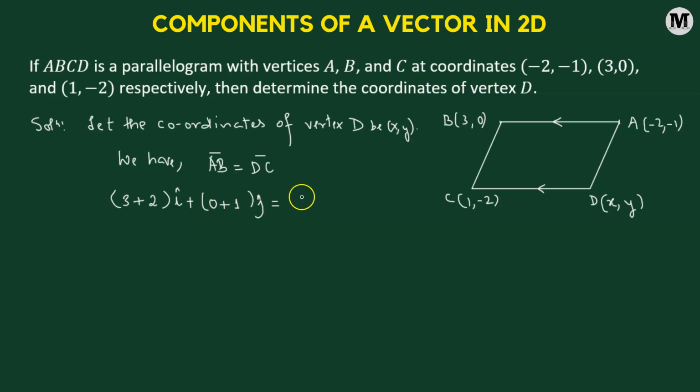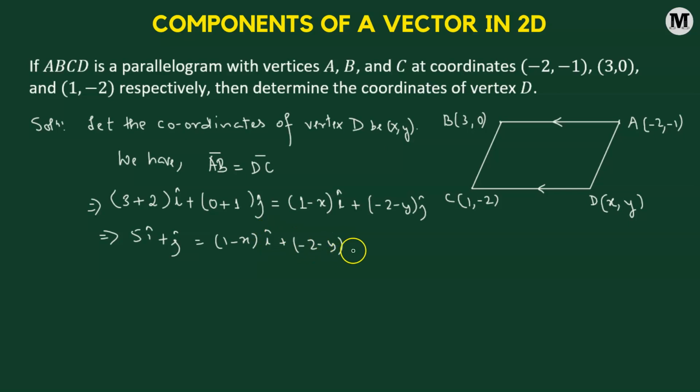This is going to be equal to, now we will try to find out the vector DC. Now in the vector DC, C is the end point and D is the initial point. That means the difference of the x coordinate is going to be 1 minus x, multiplied by i cap, which will get added to the difference of the y coordinate, so that's -1 minus y times j cap. Now let's simplify this, and we're going to get 5 times i cap plus j cap, which is going to be equal to (1 minus x) i cap added to (-1 minus y) j cap.